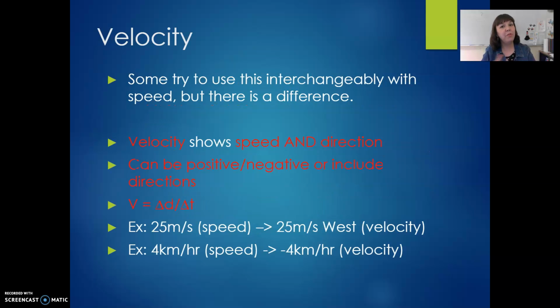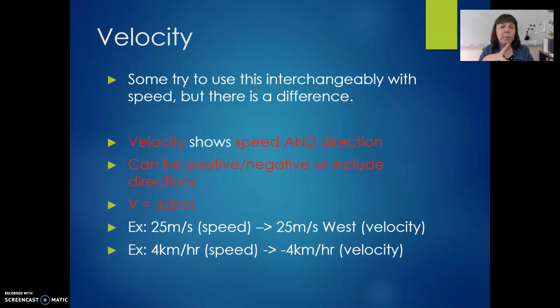Velocity is sometimes used interchangeably with speed, but there's a key difference between the two. Velocity is a vector. So velocity is going to show the speed, but it's also going to show which direction I went. When we're including direction, we can include north, south, east, west. We could go west to Dallas. We can come east back home.